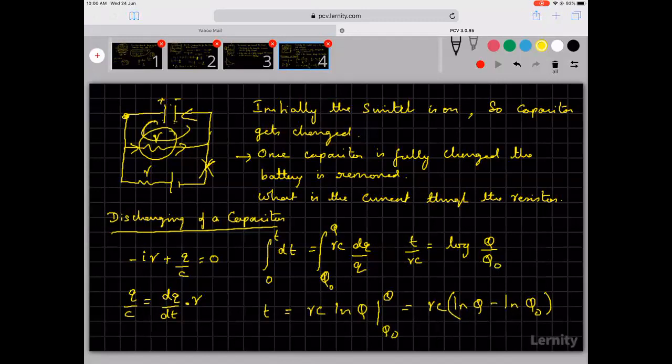So you work it out. Let us see, we are going in this direction, starting from here. So there will be a loss of potential, so minus IR. Then when you go this way, you go from negative to positive, so you will gain. So plus Q by C is equal to 0. So Q by C is equal to dQ by dt into R. You just integrate and then you get it. Please reach here and then we will move on.